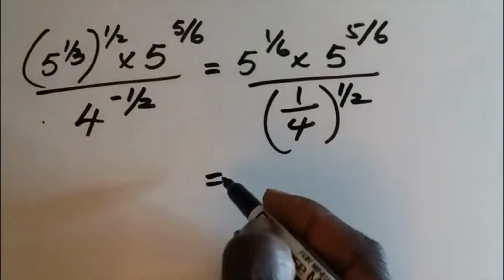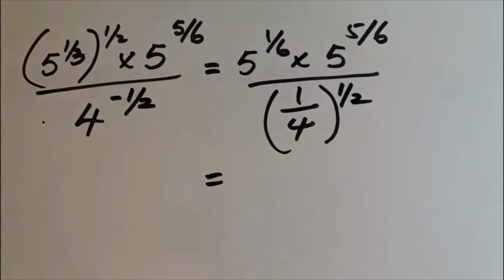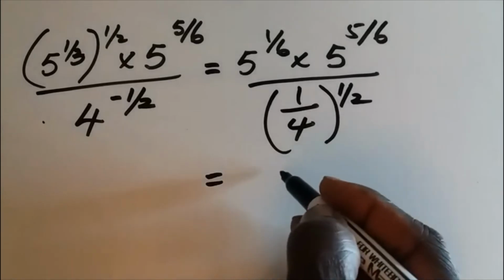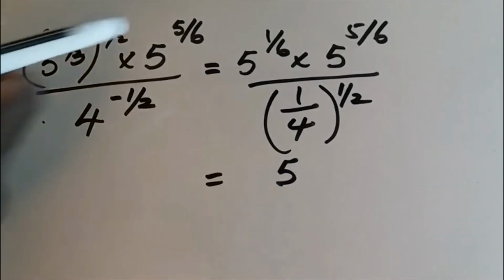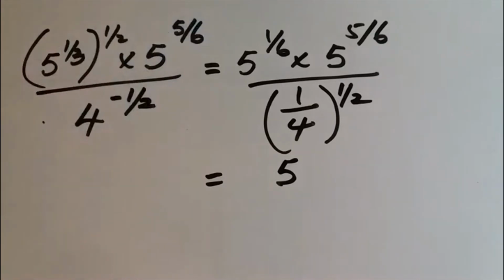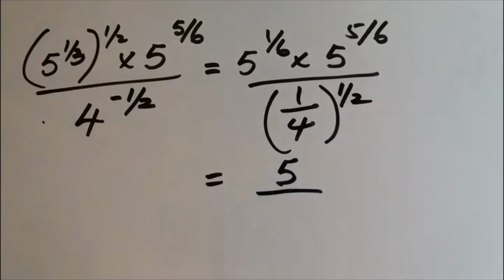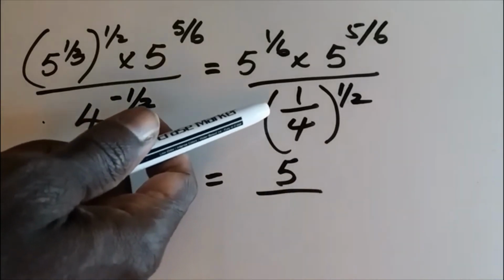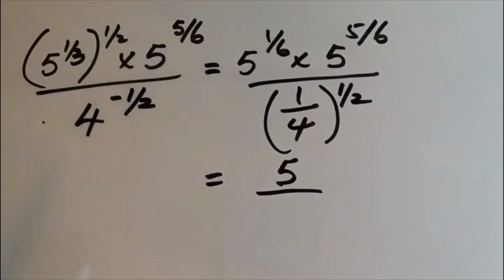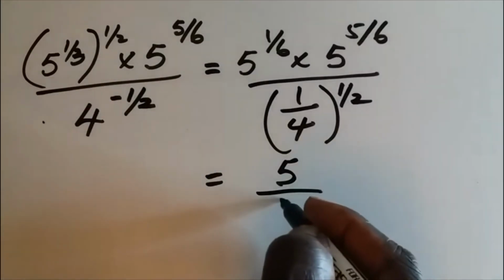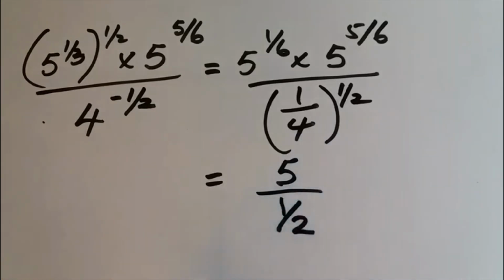This we can simplify further. We have the same base of 5, so now we can write the base 5 and add the indices, and that gives us 6 over 6, which is 1. 5 raised to the 1 is 5, so we can leave that like that. And in the denominator we have the square root of 1 is 1, square root of 4 is 2, so it's 5 divided by a half, which evaluates to 10.